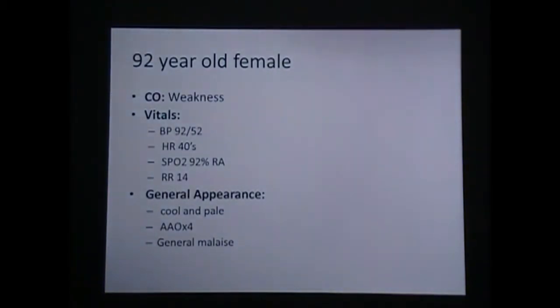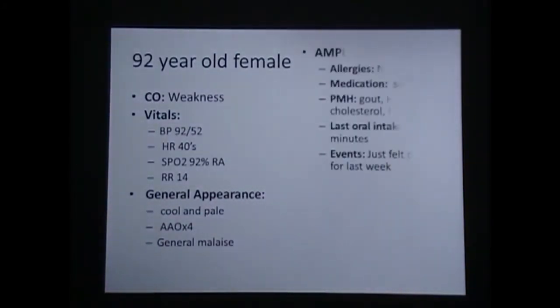Just a 92-year-old female, weakness, blood pressure is a little low, 92 over 52, heart rate's 40. That's kind of concerning to me. 92% on room air, respiration's fine. Cool and pale, but awake, general malaise. Okay. Here's your SAMPLE history, but she doesn't give you a list, so enjoy that. So just feeling poorly for about a week.